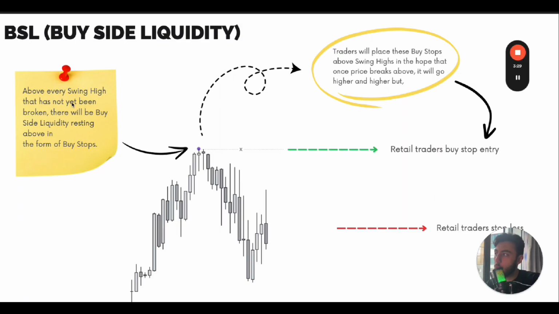Above every swing high that has not yet been broken, there will be buy side liquidity resting above, from a buy stop. So above every swing high, or three candle confirmation. If you don't know what three candle confirmation is, let me give you a quick understanding about it.